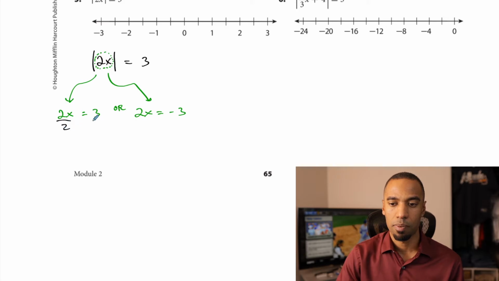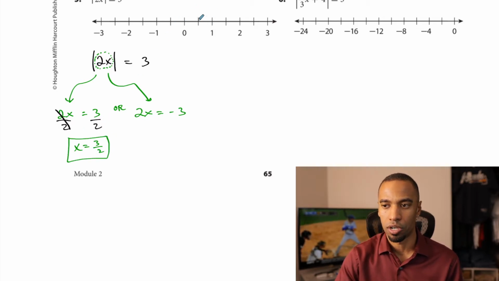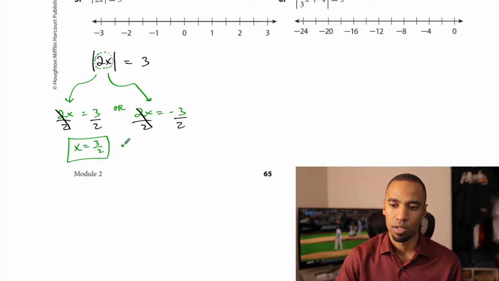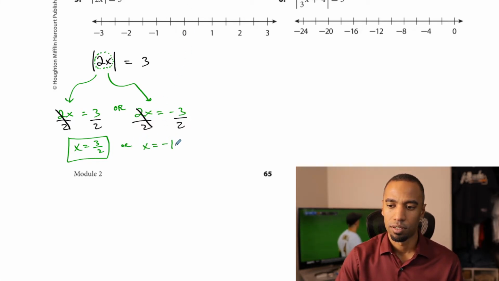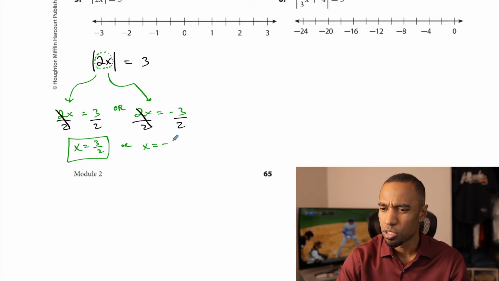We divide both sides by 2 here, and we're going to get x equals 3 over 2. Now that exact answer is 1.5. I'll make sure to note that on the number line. When we divide both sides by 2 here, we're going to get x equals negative 3 halves, or negative 1.5. I like the fraction personally, but when I graph it on a number line, I'll be sure to do that. Negative 3 halves or negative 1.5.